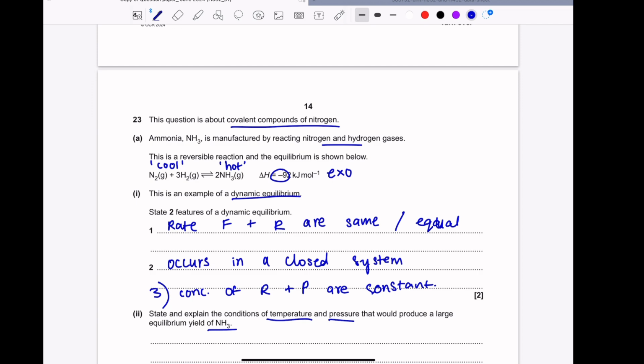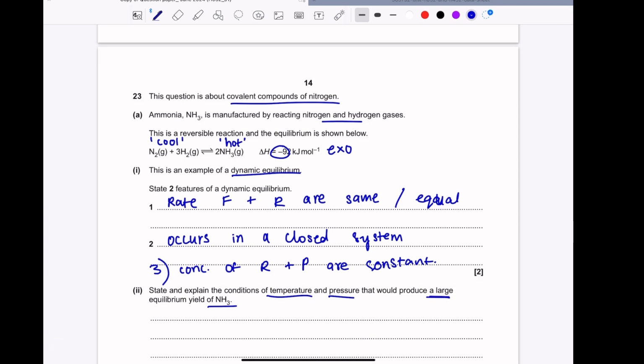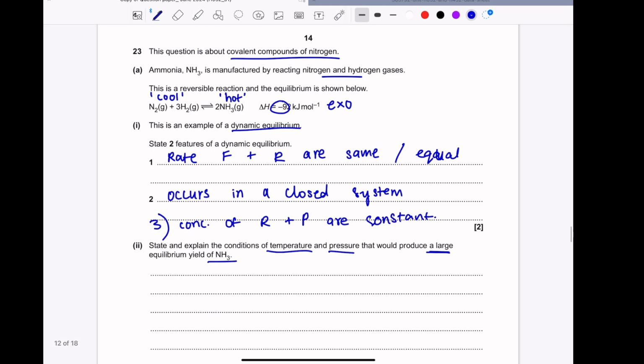Now, that is not ideal because we need to produce a large yield of ammonia. So in this case, you'd want to decrease temperature, and by decreasing temperature, the equilibrium will shift towards the right-hand side, meaning the exothermic side, to sort of recalibrate it, if you want to say it that way. So basically decreasing the temperature of the system because the forward reaction is exothermic.